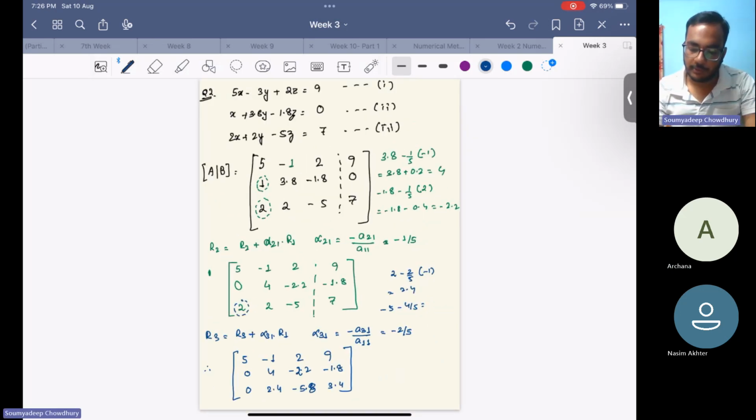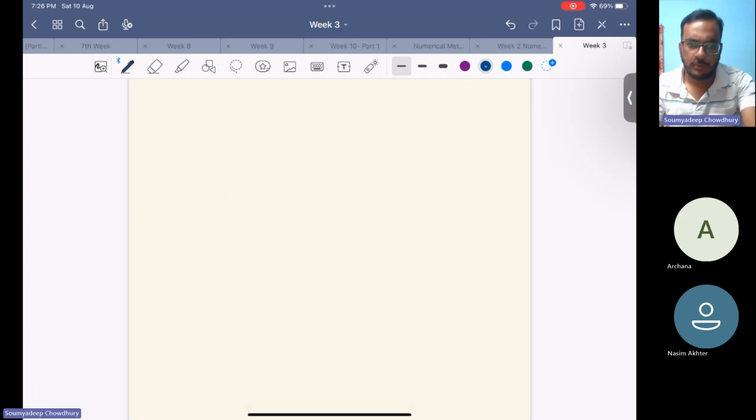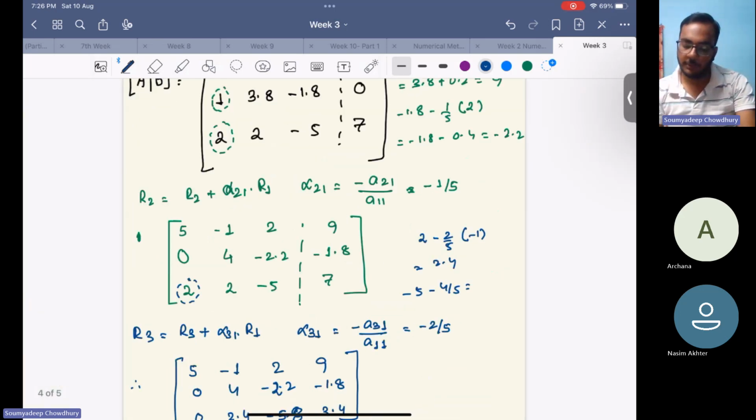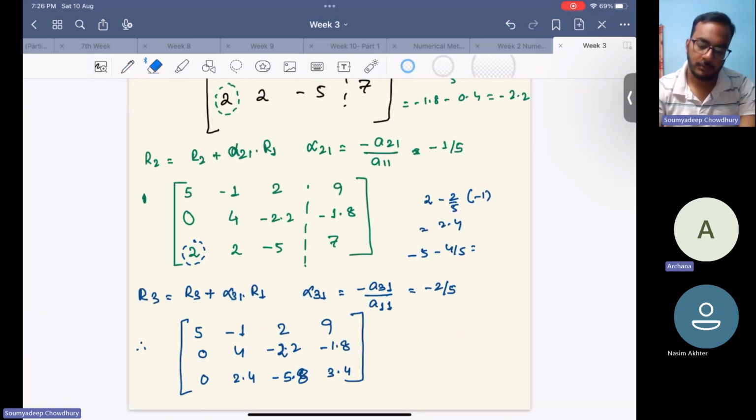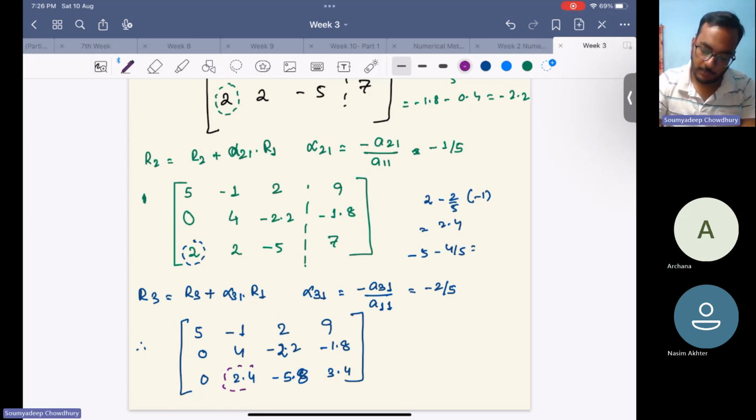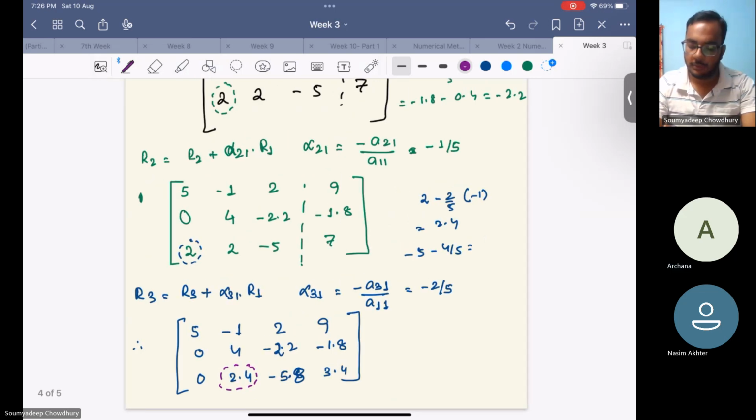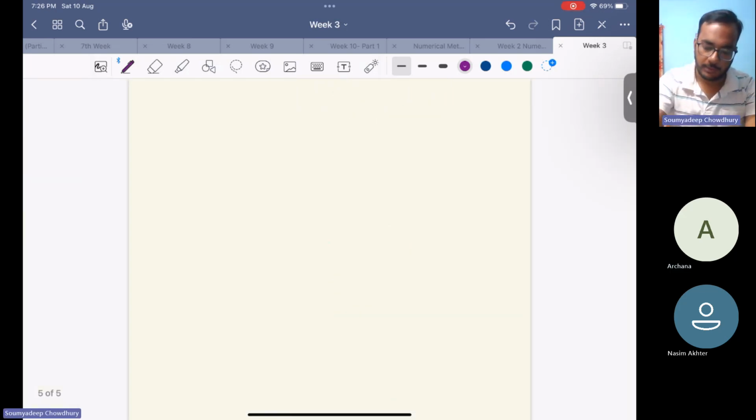Then you have another question from this. It is told: perform one more row operation with row 2 as the pivot row and report this one. So in the next step, we have to make A32 equal to 0, correct? So this one we have to make 0, right? Yes, sir. So I'll copy the matrix. 5, minus 1, 2, 9; 0, 4, minus 2.2, minus 1.8.